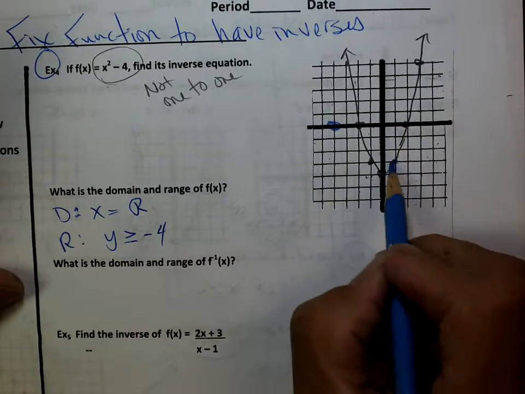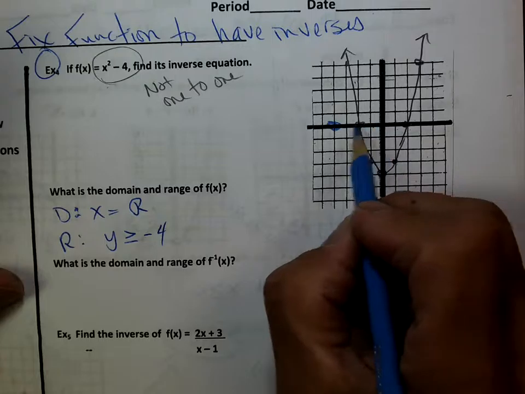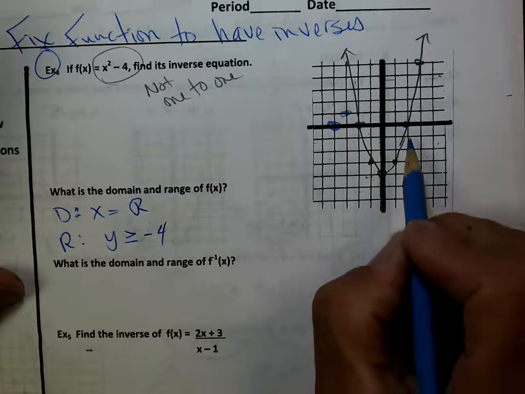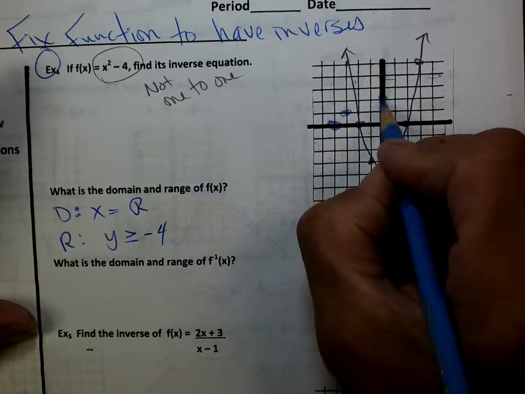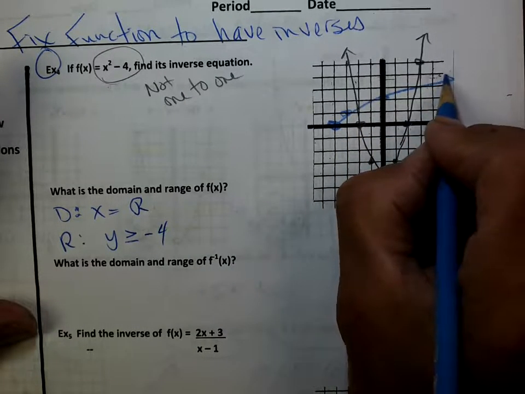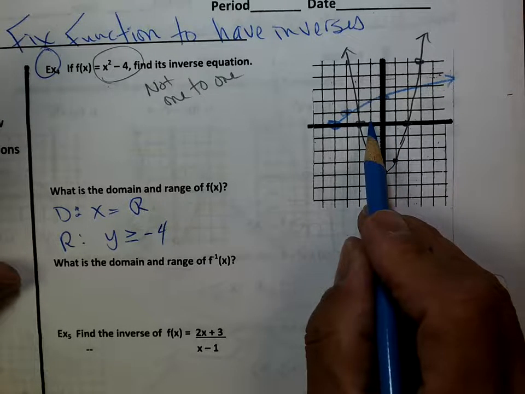This point's at 1, -3, so its inverse would be at -3, 1. This point's at 2, 0, so its inverse is at 0, 2, right? Okay? This point is at -1, but I'm not going to do this one.